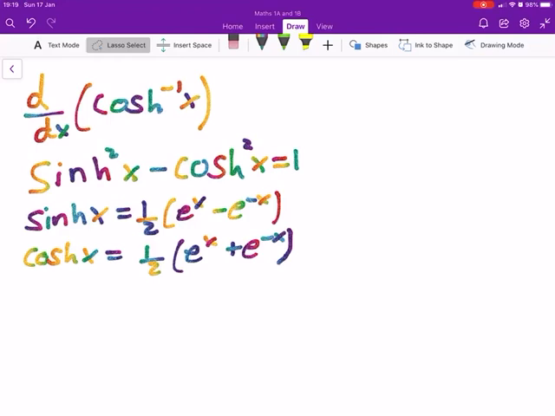Today I'm going to be showing you how to differentiate the inverse cosh of x. And before we get started, I'd just like you to remember a couple of rules, okay?